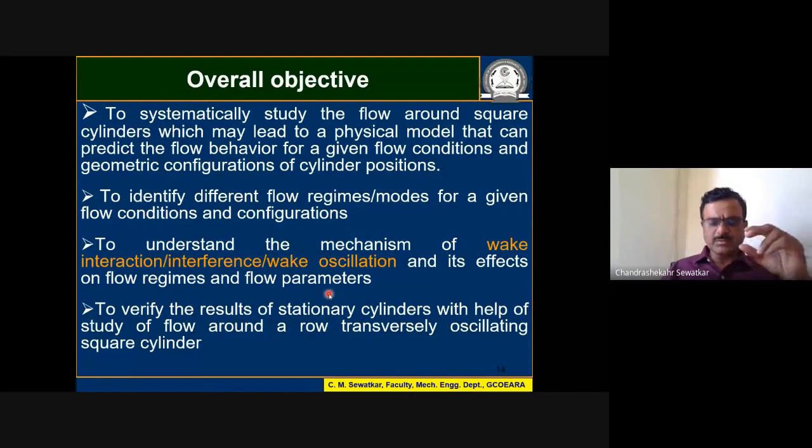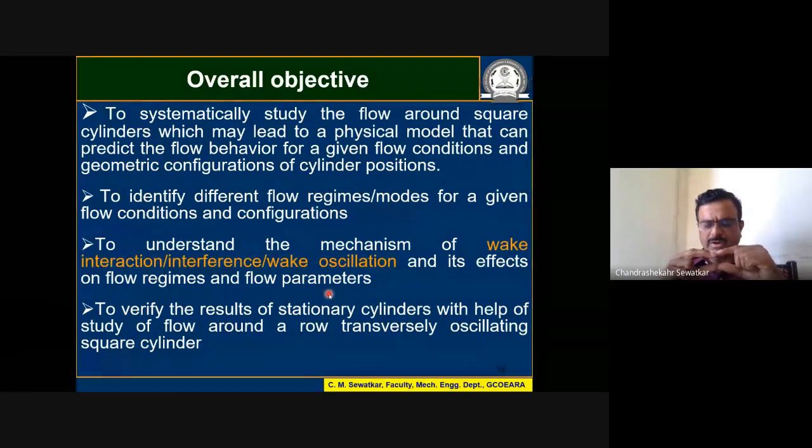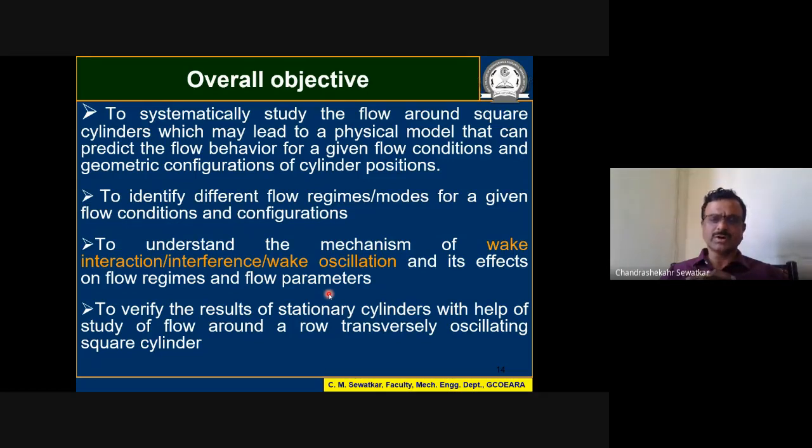So the moment there is another body, there will be two. Say we have one body, there will be one wake. We have another body, there will be another wake. And when these two wakes interact with each other, that interaction actually affects the nature of the forces experienced by the body. And that's the important thing which was not reported in the literature, and we try to bring out those phenomena of wake interaction in this work. The other objective is to verify the results of stationary cylinders with the help of a study of flow around a transversely oscillating cylinder. I'm not sure whether I'll be able to cover this particular topic, but definitely I will be able to cover the first three objectives.